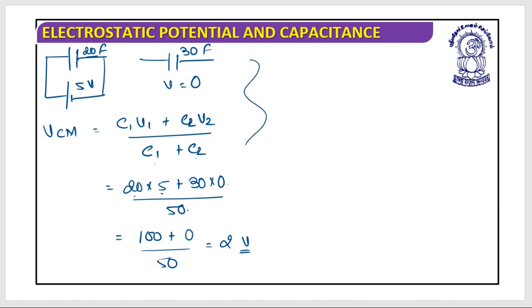Now what you need to write down is the initial energy. The initial energy would be equal to half into 20 into V square. It is half CV square. It is 25.